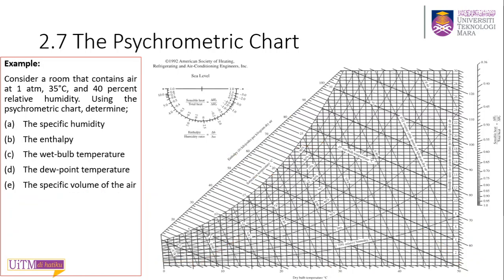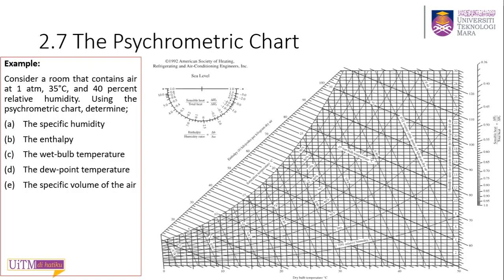Next we look at an example on how to use the psychrometric chart. From the question, we have to identify two properties first. So we have here 35 degrees Celsius and 40% relative humidity. We can plot these two values, and from the point where we have plotted these two values, we can read the remaining 5 values. So first we have to plot.